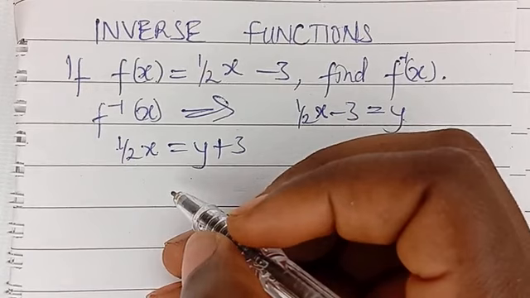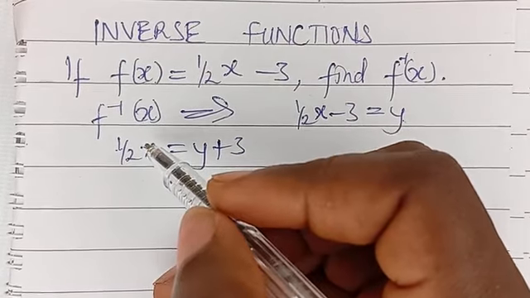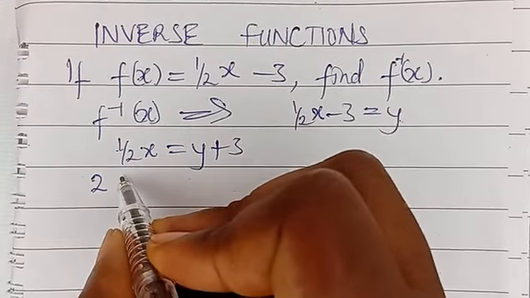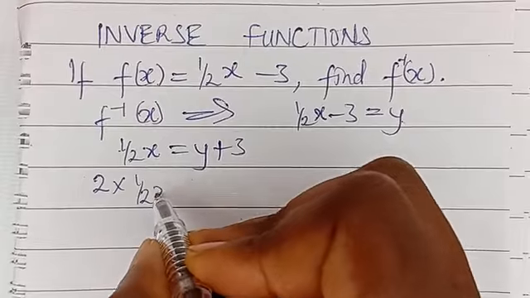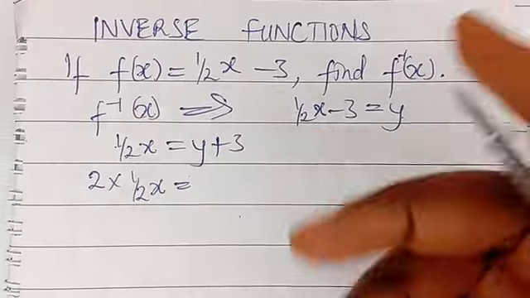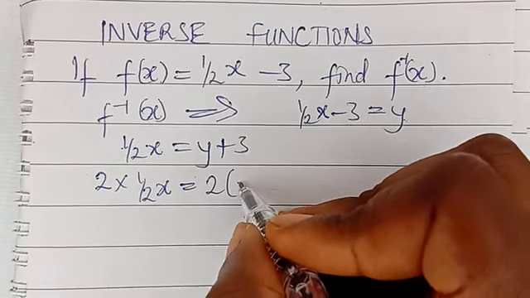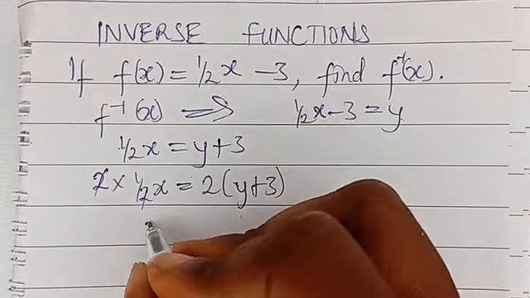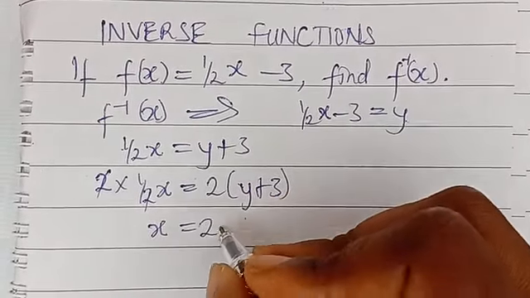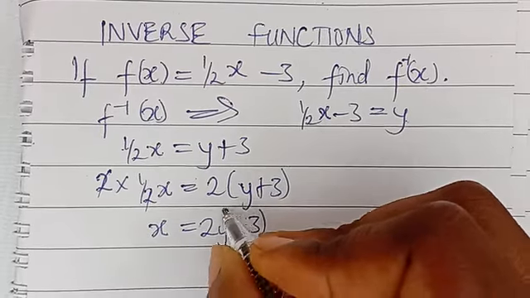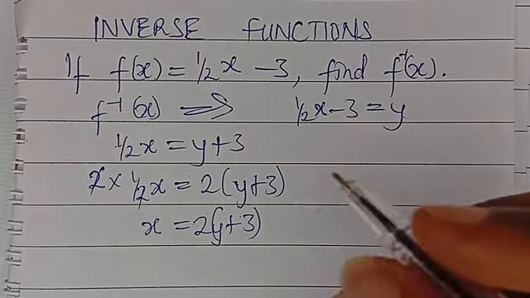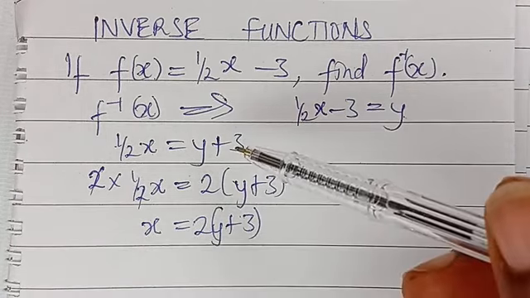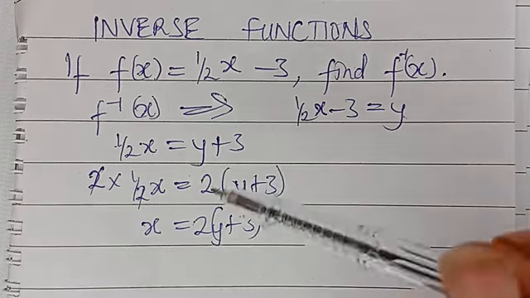This is just like saying x over 2. When we multiply both sides by 2, we are going to have 2 times half of x equal to 2 times y plus 3. You mustn't forget this side. This cancels out so that we have x is equal to 2 times y plus 3 in a bracket. So we've changed the subject of this equation to x, right?